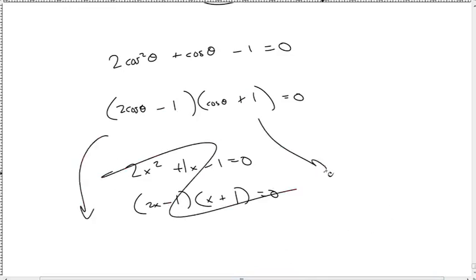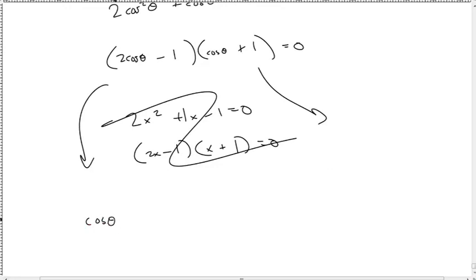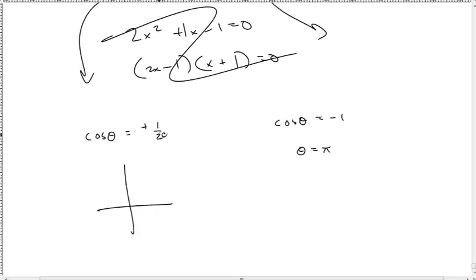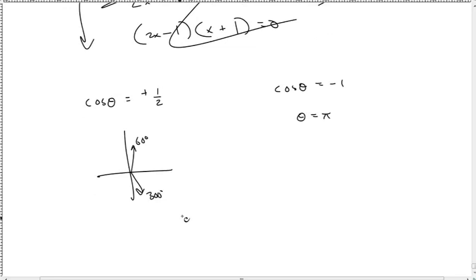But now I can solve for each one of these, and I got cosine theta is equal to a positive 1/2. And then over here, I've got cosine of theta is equal to negative 1. This one's actually super easy. The only time you got cosine equal to negative 1, your x value equal to a negative 1, is at pi. On this side, though, you have two answers. Positive 1/2 for my x value is going to be here and here, at 60 degrees and at 300 degrees. And so we actually get two different answers at pi over 3 and 5 pi over 3. Okay, so these are your answers.